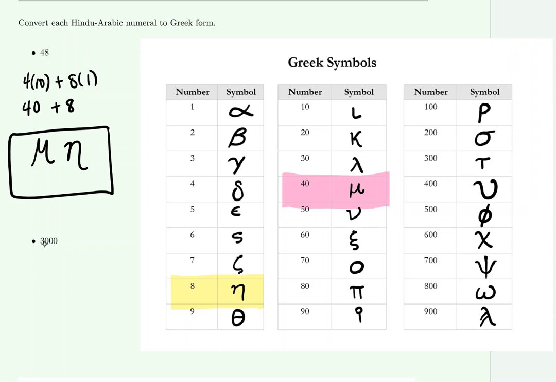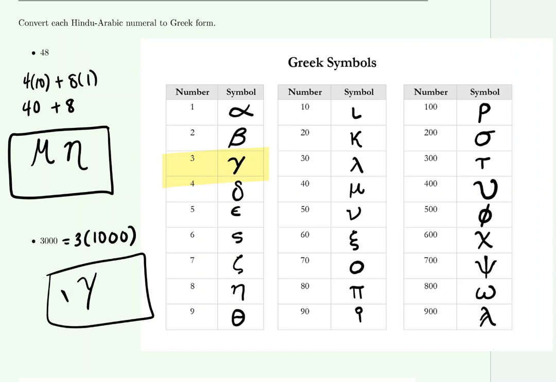Now for the next digit, 3000, we look at our symbols and we see that the largest is 900. So then we have to remember the special feature of the Greek system. If we're multiplying by 1000, we show that with a dash to the left. 3000 is the same as 3 times 1000. So we ask ourselves, what are we multiplying by 1000 to get 3000? 3. So we would look for the symbol for 3. And if we just leave it like this, it is 3. To represent 3000, we put a little stroke or dash to the left of it, and this represents the number 3000.